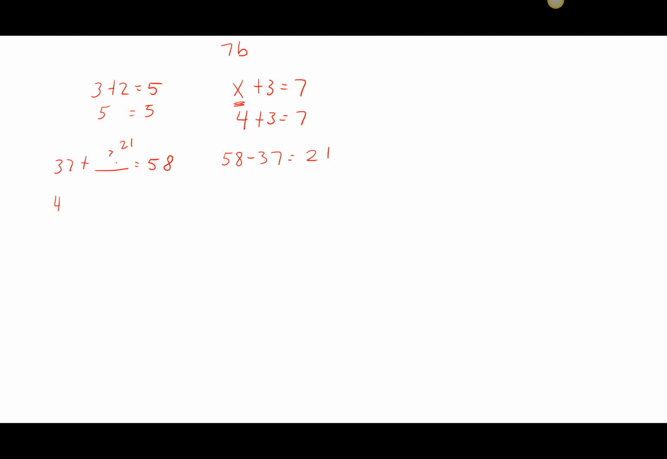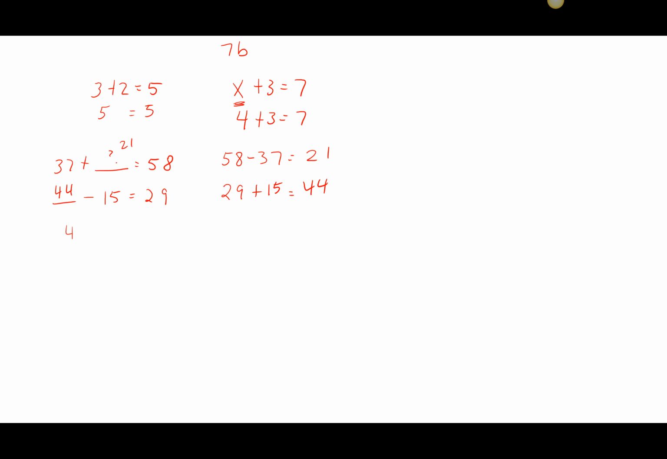Okay, so what about this one? What if we had blank minus 15 equals 29? So 29 plus 15 is equal to what? That's going to equal 44. So 44 minus 15 is 29.